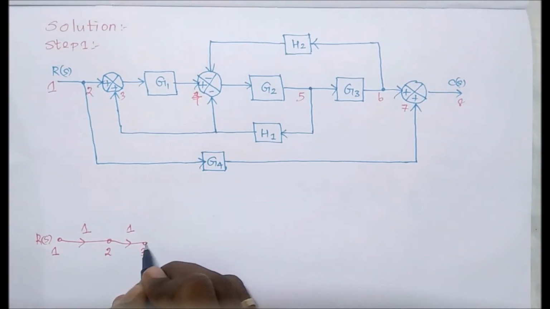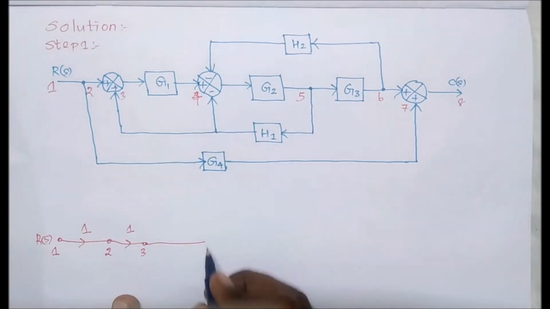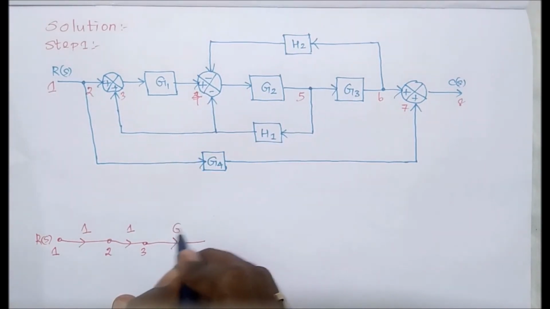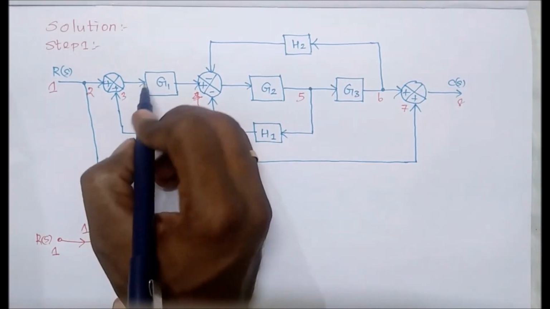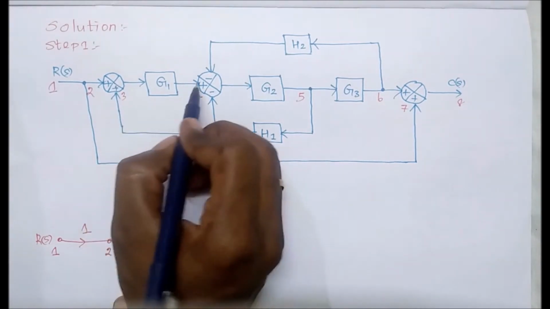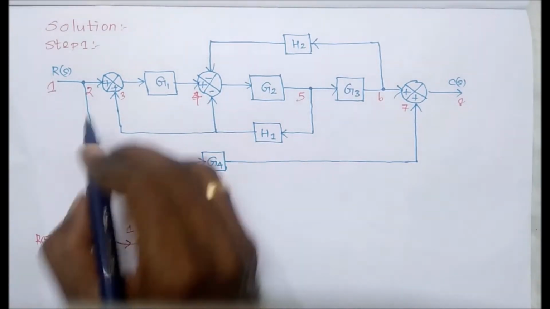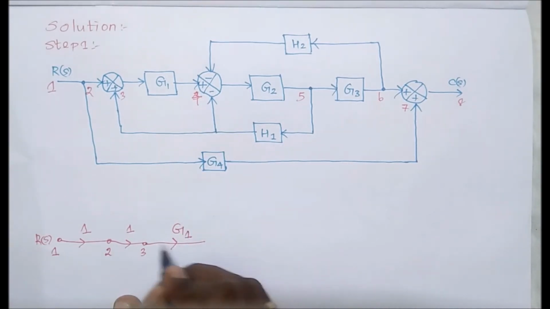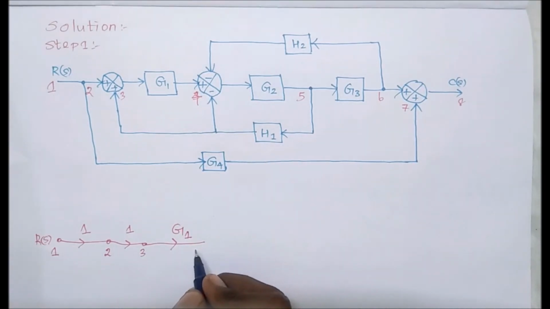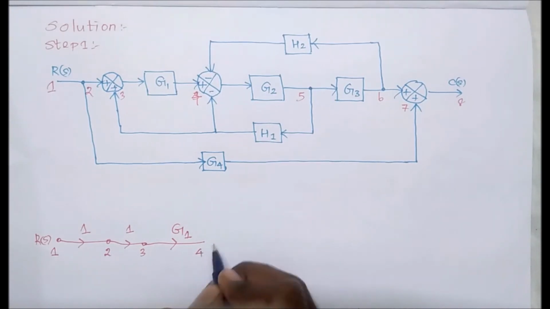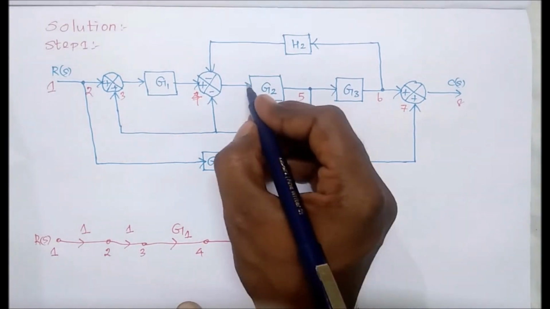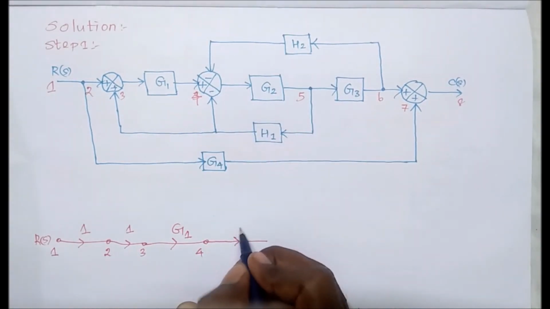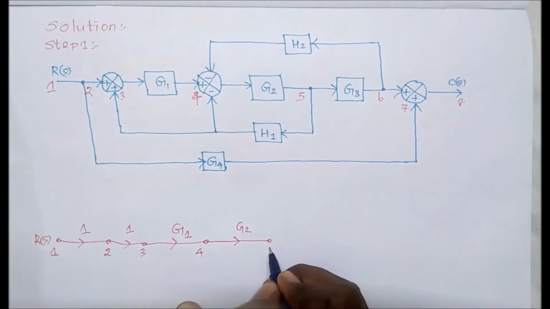So from 3 to 4, its gain value is G1. Its direction is from left to right. Next, from 4 to 5 there is a gain G2, and its direction is also from left to right. Therefore here G2, and this is 5.